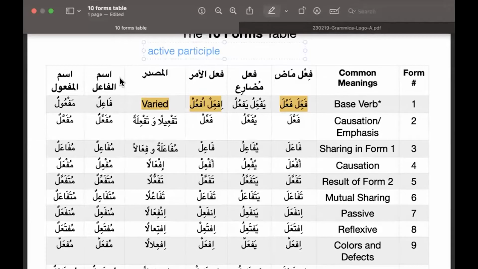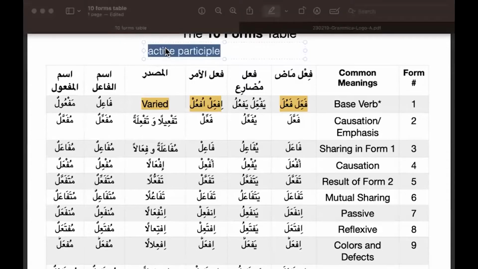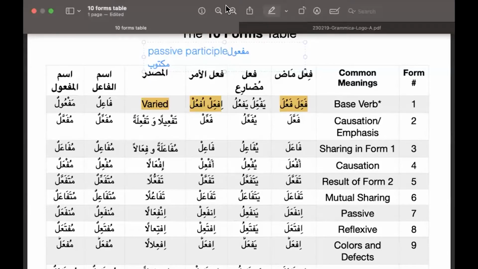And then the ism maf'ul we call the passive participle. The passive participle is the entity upon which the masdar is done to, okay? So the ism maf'ul for kitaba, which means writing, would be maf'ul, okay? Or sorry, for the kataba it would be maktub. Maktub means something that's written, right? So you have a katib, which is a writer, and maktub, which is the thing which is written. Okay, that's what an ism maf'ul is, a passive participle. Good.